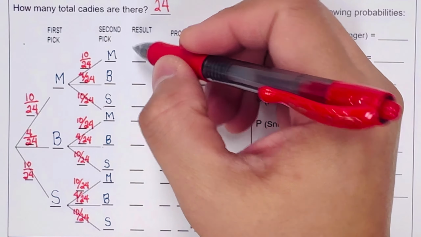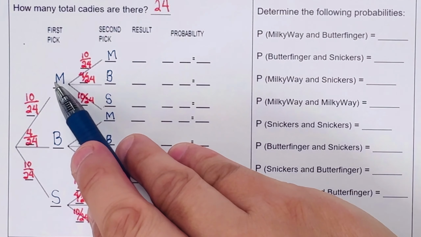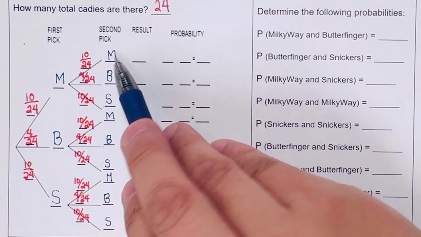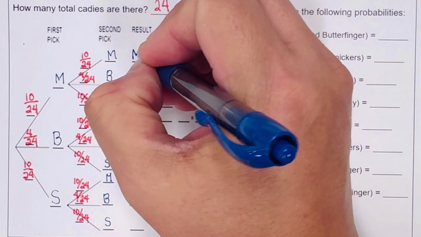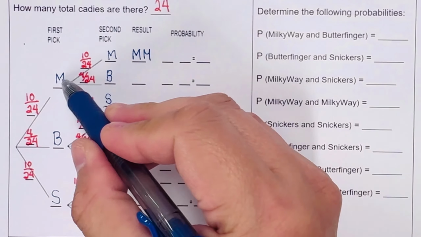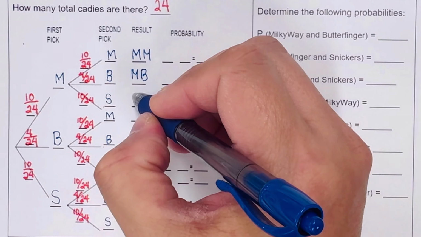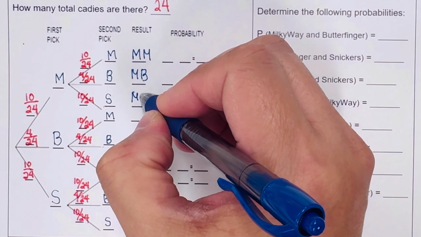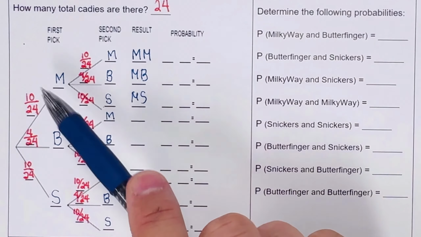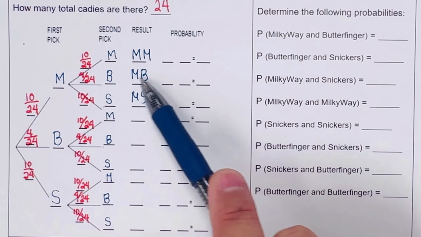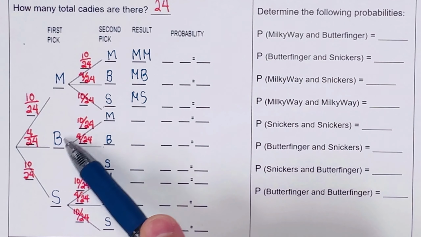So for the results here, that would be Milky Way and Milky Way. So this is MM, this is MB, and this is MS. So what we are doing is tracing the tree diagram. So MM, MB, MS. The same thing here, BM.